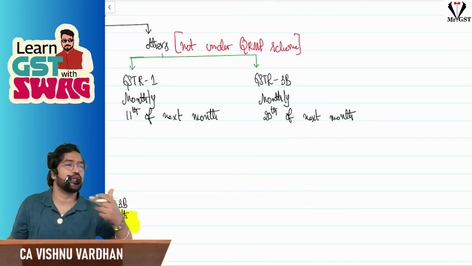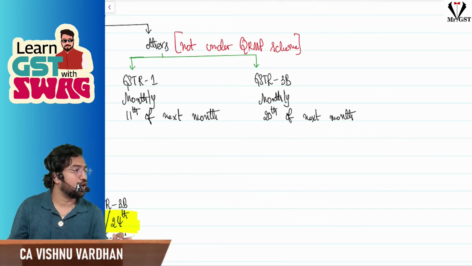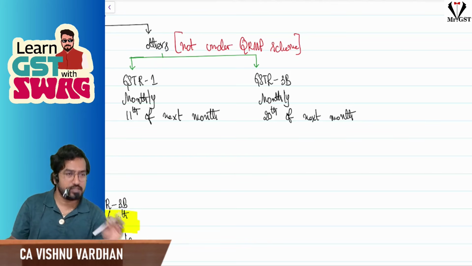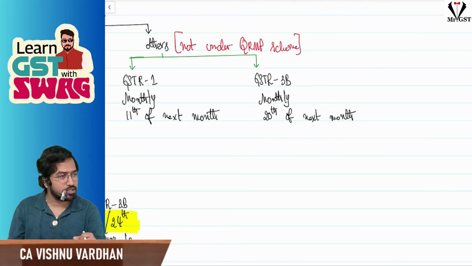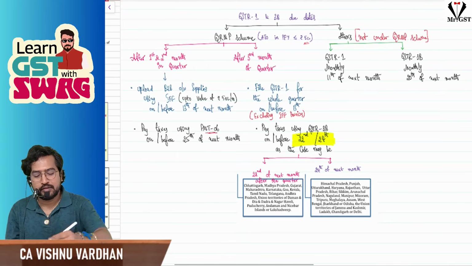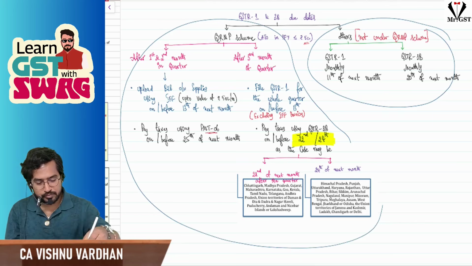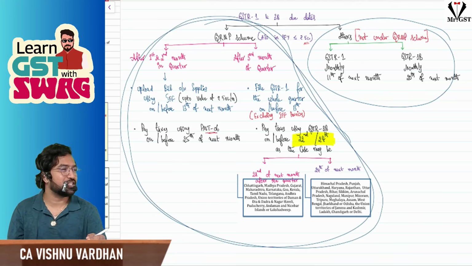Sir, this is a little bit complicated. Now listen. This is a little bit complicated, especially for small taxpayers. So we want to introduce a scheme which will give a little bit of relief to them. For that purpose, they have introduced this scheme called QRMP. This is difficult for them to follow, so we have introduced this scheme. Are you understanding the point?